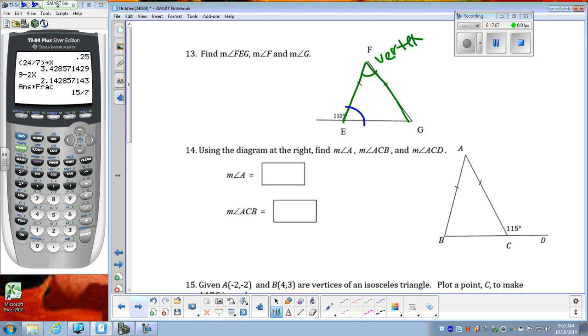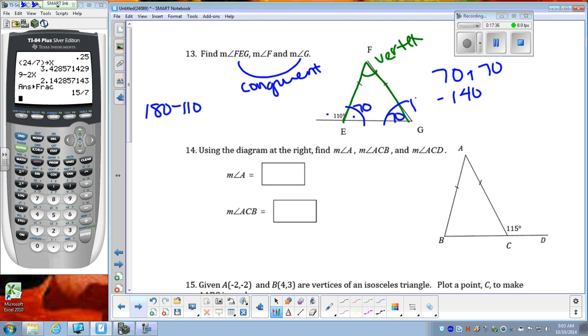But I know that FEG and G are going to be congruent because they're my base angles. So, an easy way to find angle E: I know it makes 180 degrees with the 110, so do 180 minus 110. I know angle FEG is 70 degrees, which makes angle G also 70 degrees. So then for angle F, 70 plus 70 is 140, and subtract that from 180 to get that angle F is 40 degrees.